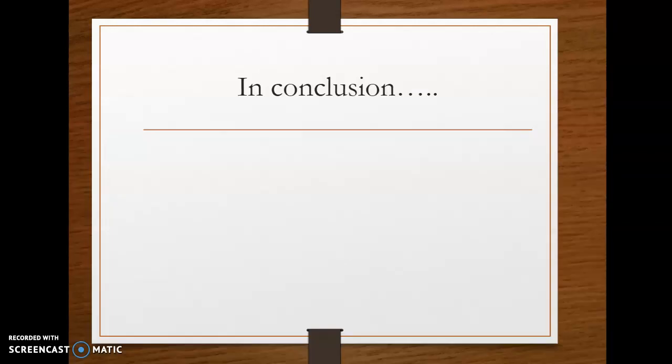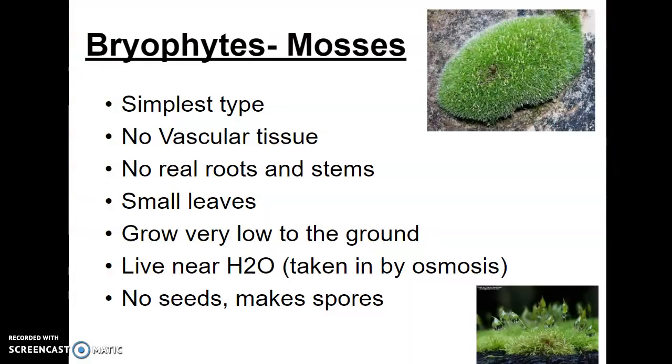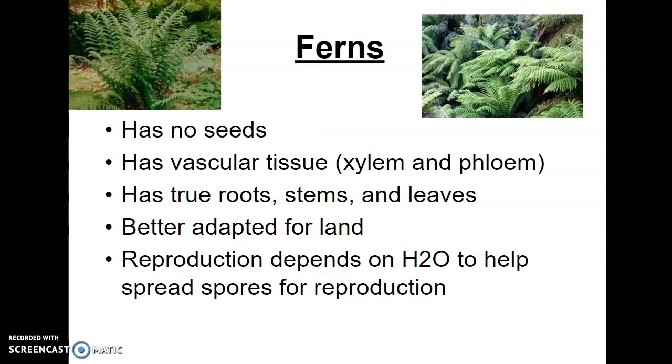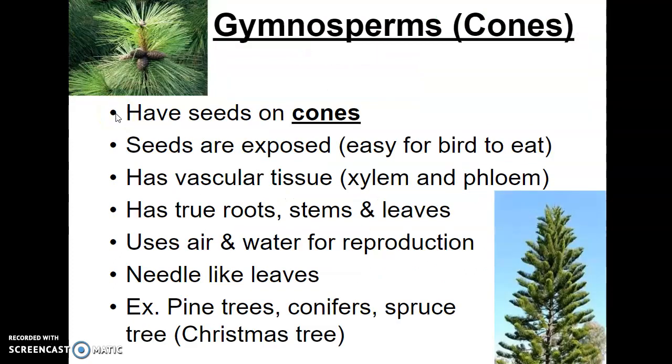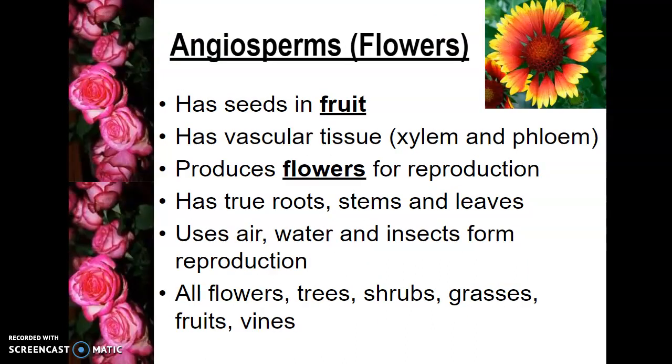So in this video, as we conclude, you took a look at 4 different types of plants. First of all, mosses. Again, they have no vascular tissue, so they're going to grow closer to the ground. We took a look at ferns. They do have vascular tissue, but they're kind of in between. They don't have seeds, but they do have xylem and phloem. Gymnosperms, which are cones, are naked seeds. And we have our flowering plants, our angiosperms, which have fruit and flowers.